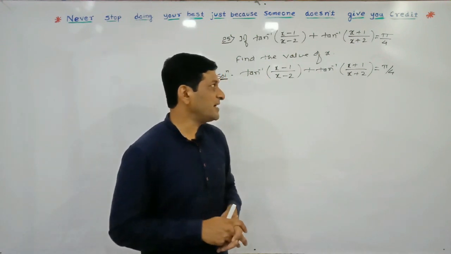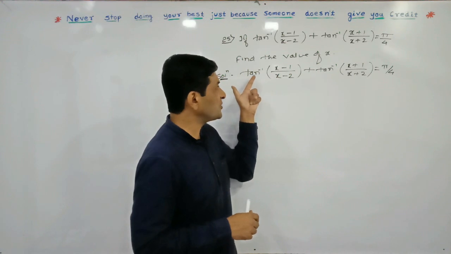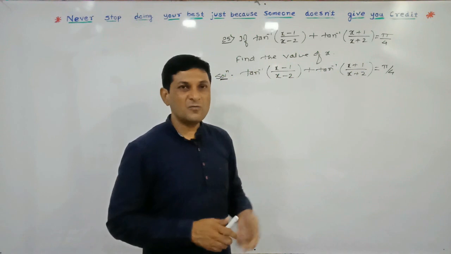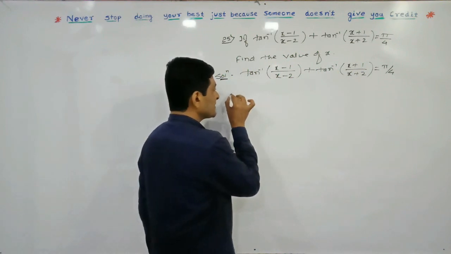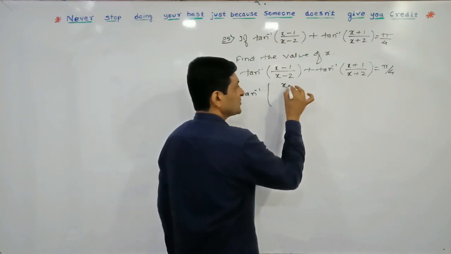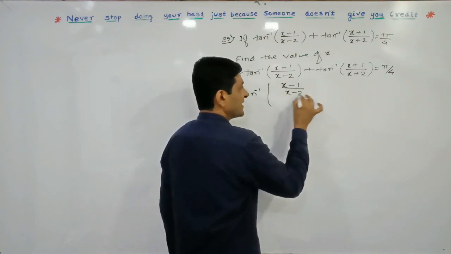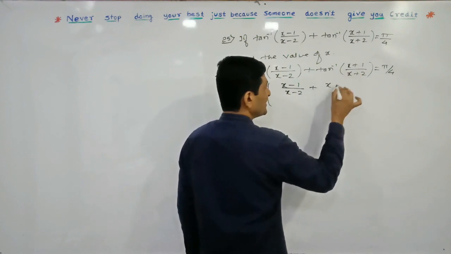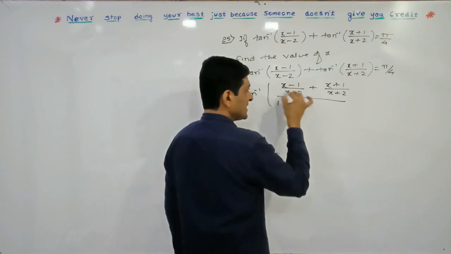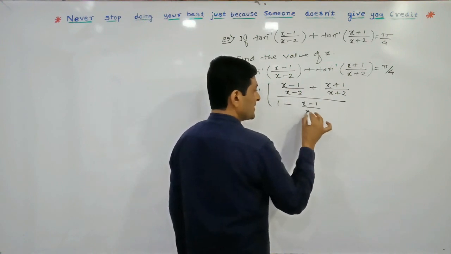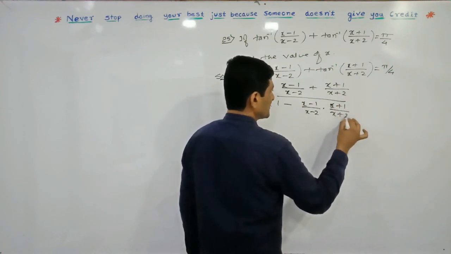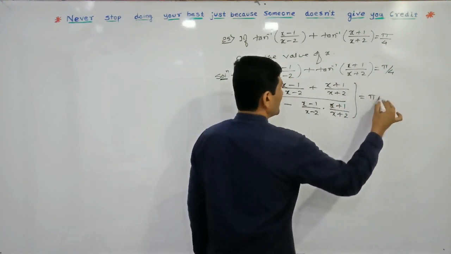If you observe, the left hand side is in the form of which property? Tan inverse of x plus tan inverse of y. And we have the property that tan inverse of x plus tan inverse of y can be written as tan inverse of (x plus y) upon (1 minus xy). Here, x means (x minus 1) upon (x minus 2), y means (x plus 1) upon (x plus 2). On this side, pi by 4, keep it as it is.